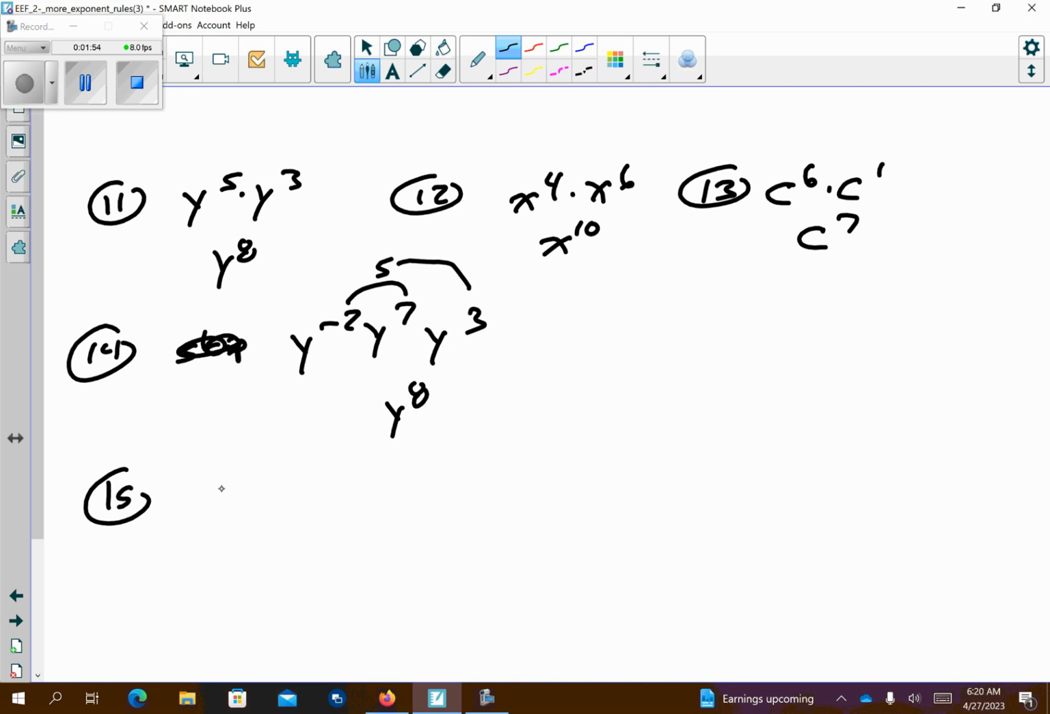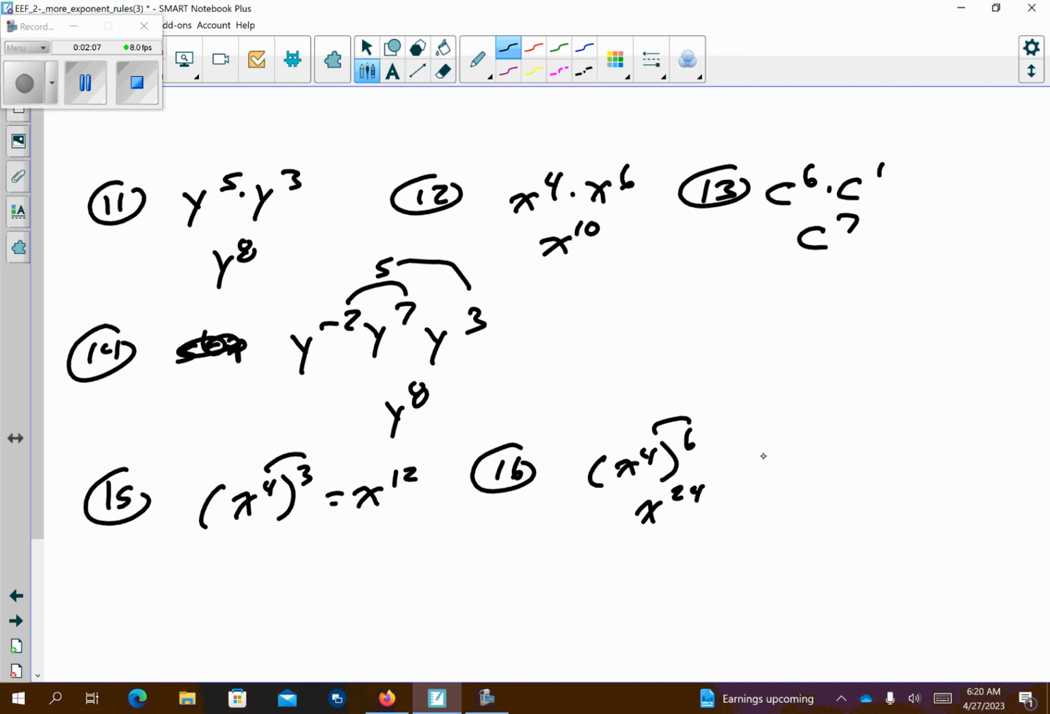Number 15, I get x to the fourth raised to the third. Multiply the exponents, that's x to the 12th. Number 16, I get x to the fourth raised to the sixth. Multiply the exponents, so I get x to the 24th. Number 17, I get y to the negative 2 raised to negative 3. Negative 2 times negative 3 is positive 6 when you multiply the exponents.